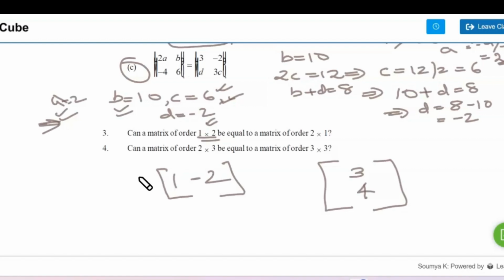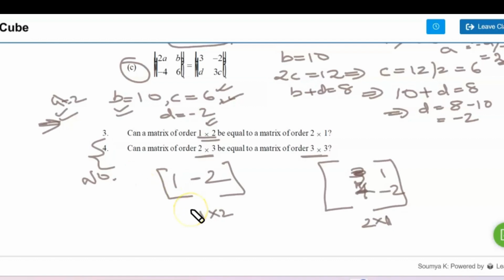Or you can take the same elements that you have here, 1 and minus 2. In that case, just check whether they are equal or not. Are they same? No. In this case, you cannot say they are same. Okay. Next one is 2 by 3 and 3 by 3. Of course, they are not of the same order, so they cannot be equal in any case. Okay. So both the solutions are no.